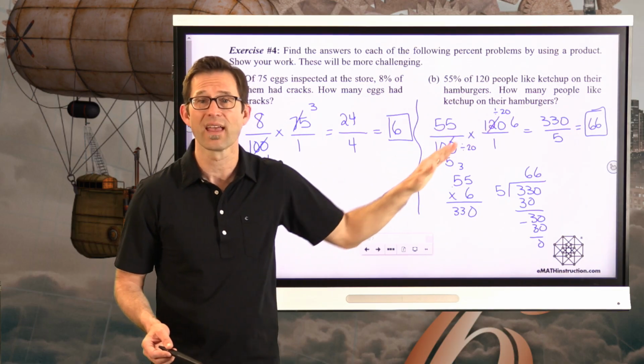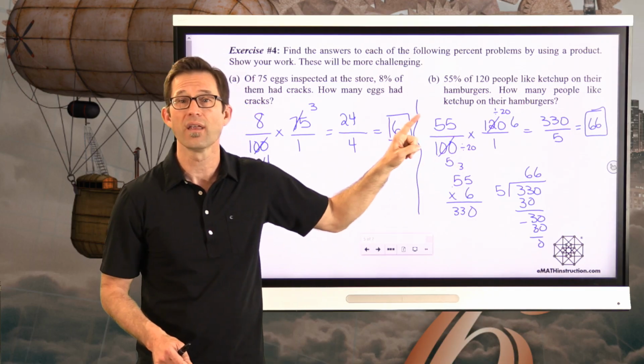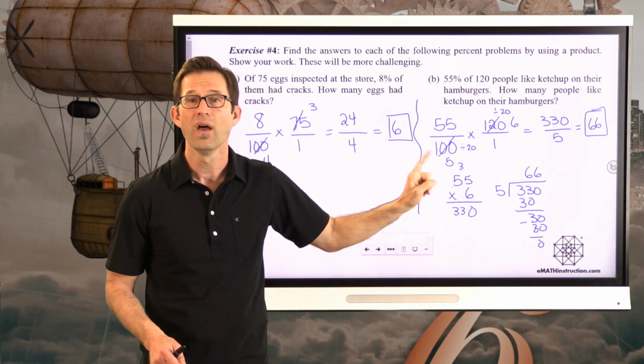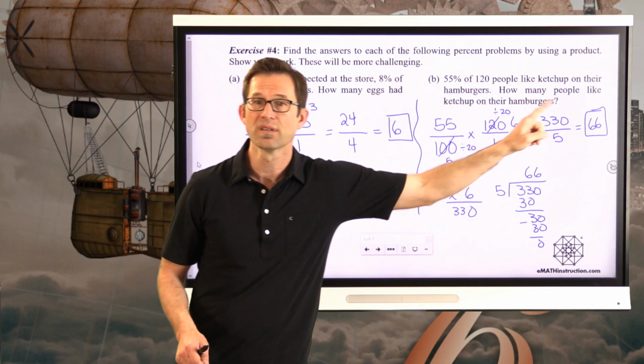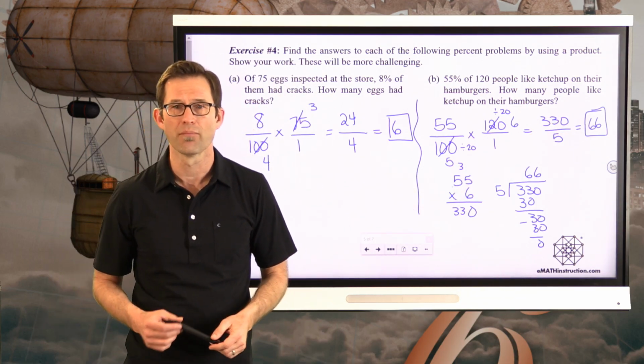We could do some cross-canceling if possible. We could have even, after we did the cross-canceling, done 55 divided by 5, gotten 11. 11 times 6 would have gotten me 66 as well. Lots of different ways to get to that endpoint.